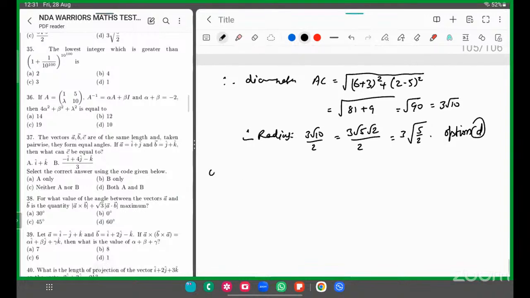Question number 35. The lowest integer which is greater than this one.